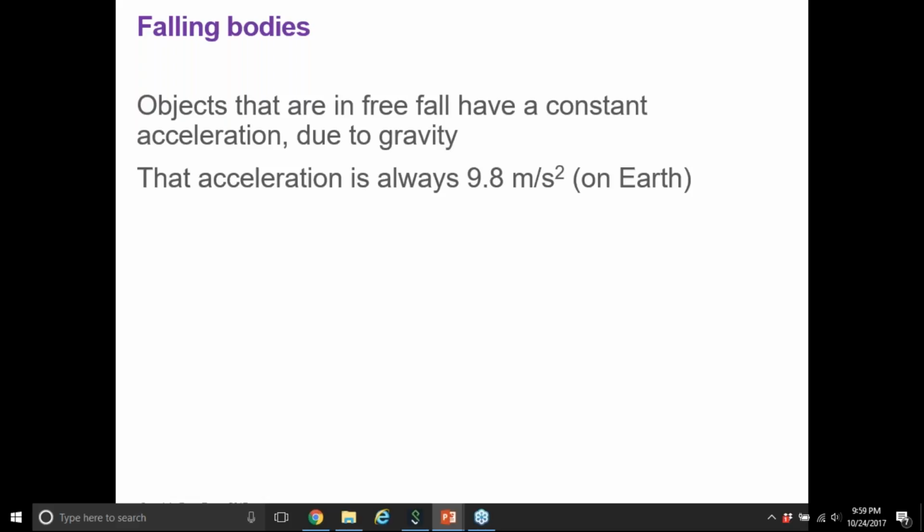That acceleration is always going to be the same on Earth. It's always going to be 9.8 meters per second squared. It doesn't matter if the object is heavy or light, the acceleration due to Earth's gravitational pull is always going to be the same rate, 9.8 meters per second squared.